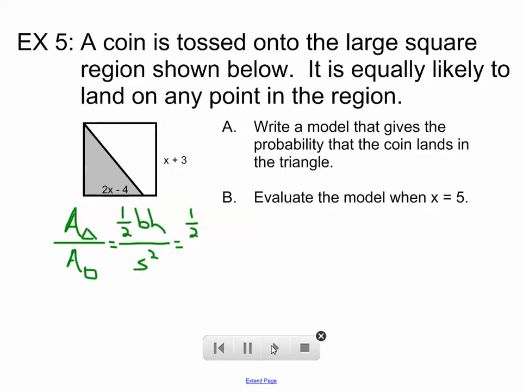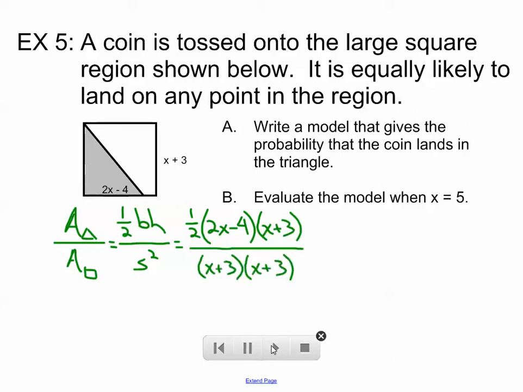The base of this triangle is 2x minus 4. And the height of this triangle is x plus 3. And the side lengths of the square are x plus 3 and x plus 3, so x plus 3 squared. Okay, we can cancel out the x plus 3's, distribute the 1/2, and here's an expression that relates our probability. Probability that this coin lands in the triangular shaded region would be x minus 2 over x plus 3.